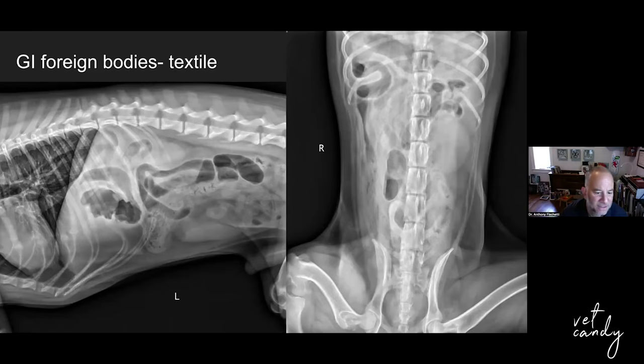Let's talk about foreign bodies because those are always fun. This is a case we just had yesterday. This is a dog who ate a sock. And this is irregularly textured soft tissue and gas.